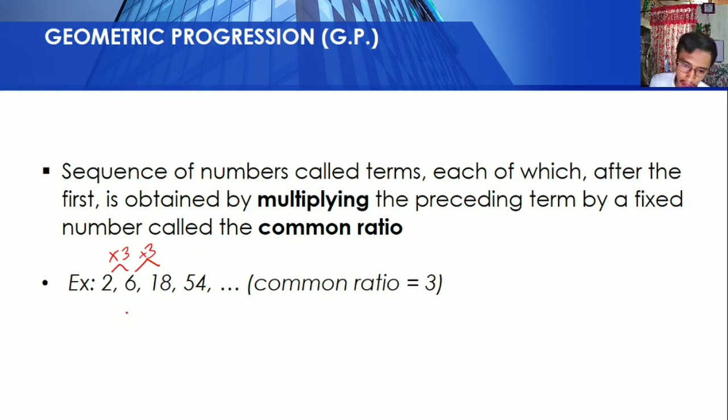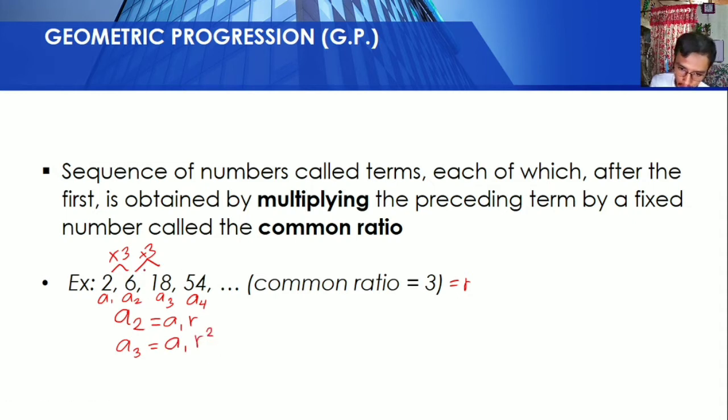So, therefore, para makuha natin yung a sub 2, let's denote this as a sub 1, a sub 2, a sub 3, and a sub 4. To get a sub 2, we multiply a sub 1 times yung common ratio nila. So, let's denote this as r. So, a sub 1 times r.